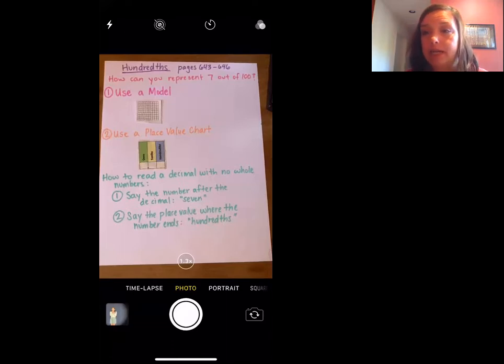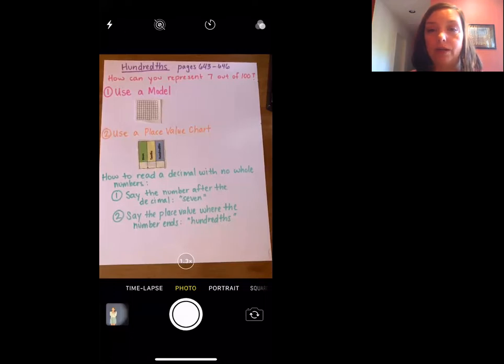There is a mistake in the lesson plans for the pages that we're supposed to be doing today. The pages you're supposed to do are actually pages 643 to 646. So make sure that you're on the correct pages. Hundredths, pages 643 to 646.